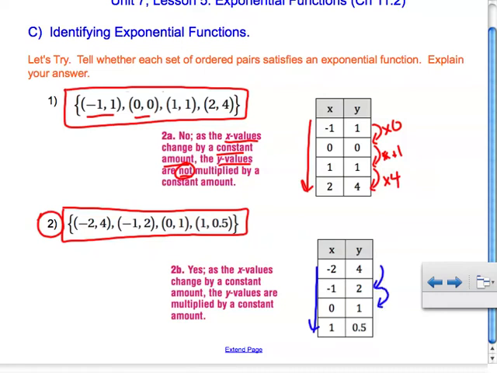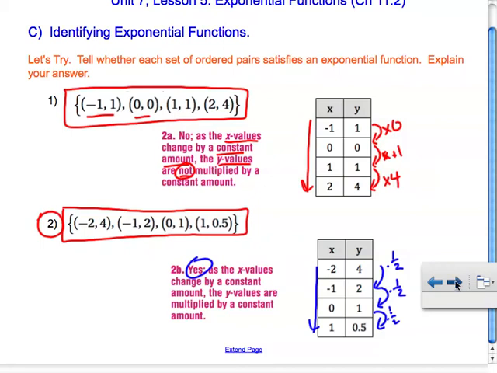So what is going on here is the big question. I am multiplying by a half. I am multiplying by a half. I am multiplying by 1/2. So this is yes. Hopefully you got yes. That was a topic we talked about a little bit earlier in the slides.